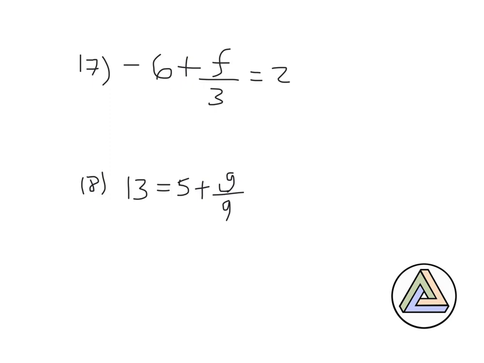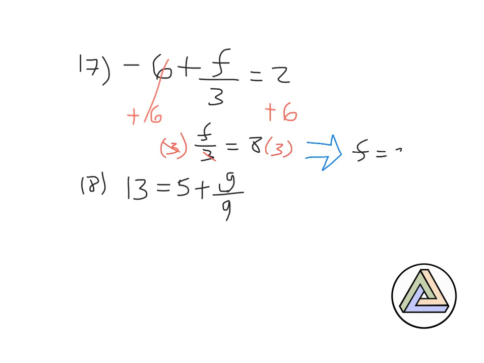Okay, so we have negative 6 plus f over 3 equals 2. So we want to get this term at least by itself. So then we're going to have plus 6. And then we have f over 3 equals, well, what is 2 plus 6? 2 plus 6 is 8. And again, we have f divided by 3 equals 8. How do we get rid of that 3? Simple. You just multiply both sides by 3. That would cancel it. And then you end up with f equals 24.